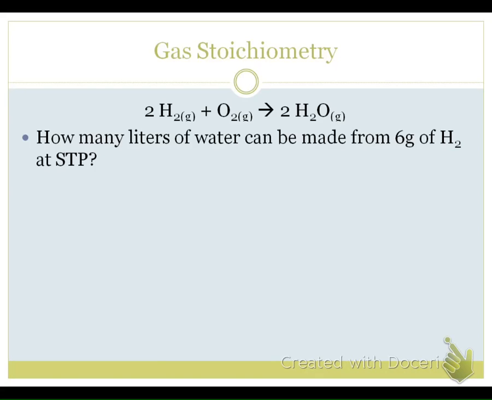Now we're going to look at how many liters of water we can make from 6 grams of H2 at STP. So this time we're starting with grams, we're going to end up with liters. This is basically just working backwards from what we just did. Do we need to do this as a class, or are you good to go on your own?